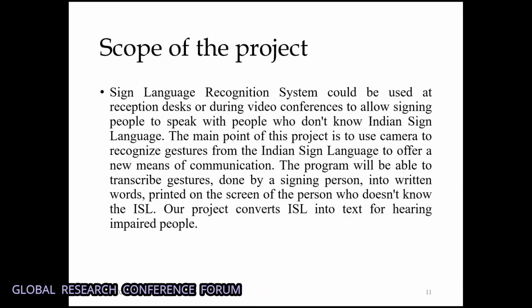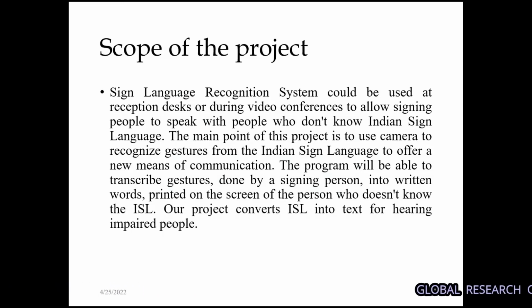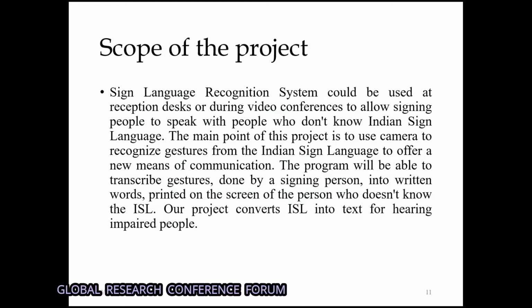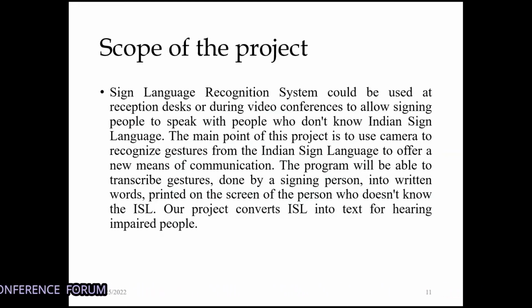Scope of the project. This system can be used during video conferences or reception desks to allow signing people to speak with people who don't know Indian Sign Language. Next slide.